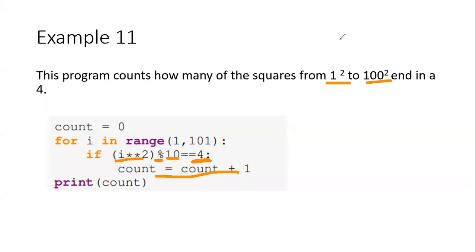That is the purpose of the program. What is the purpose of the program? To get the squared numbers from 1 to 100 squared, and find out how many of them end in 4. Because if it ends in 4, when you divide by 10, the remainder will be equal to 4. Is that clear? So that program calculates how many numbers end in 4 when you take the squared numbers from 1 to 100. Is that clear?